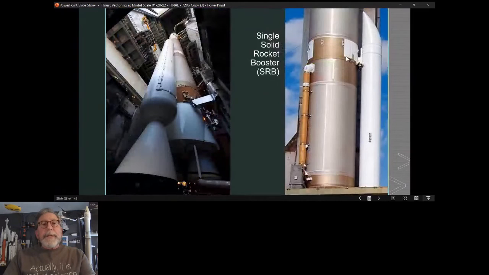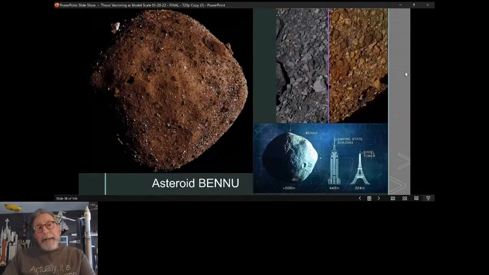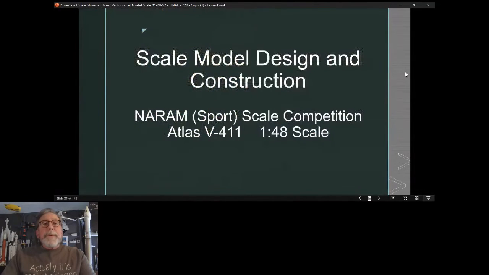This is the single SRB. I worked very hard to model this part attachment here on the final model too. Here's the payload fairing, the ribs, some of the markings. And that's actually the satellite, the asteroid that the satellite went to. So the model design and construction.